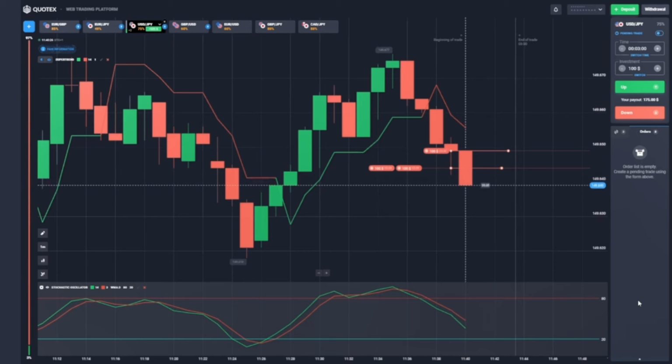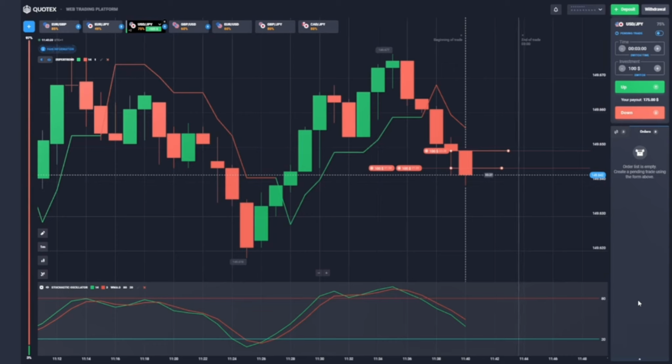For buy trades, you wait for the candles to go above the super trend line and the stochastic oscillator should be leaving the oversold level upward, then you take buy trades with 3-minute expiry time.